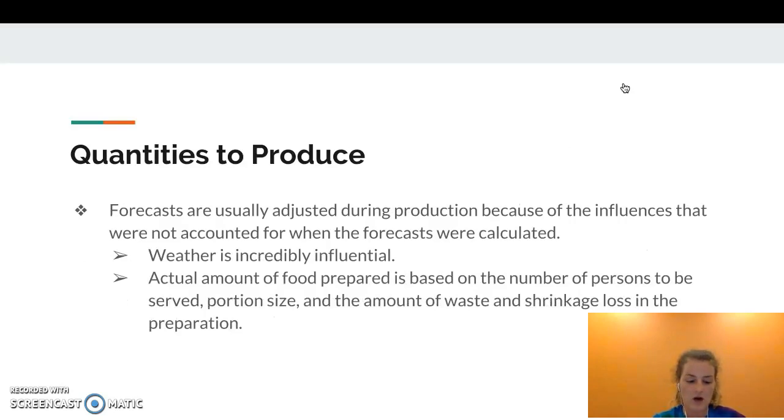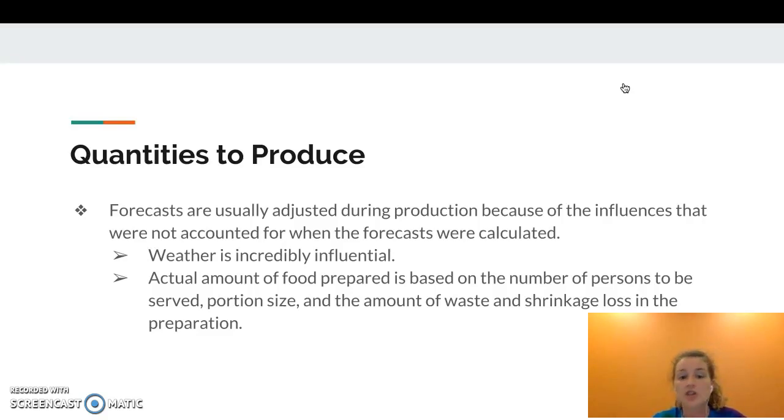So a simple approach to the different trends and the quantities to produce is asking yourself, how many were served last time? Is there any stock or inventory left? And what has changed since the last time that you had to produce on a large scale, or the last time that you looked at this data?